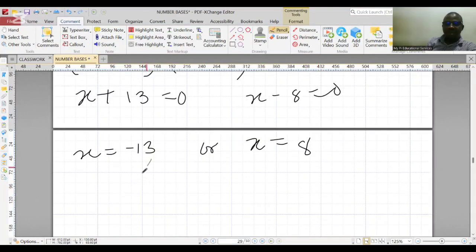Since a number base cannot be negative, this can't be the answer, so we'll take this. So the value of x will be 8. So that is very simple, as simple as that.